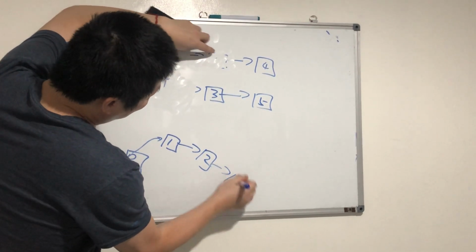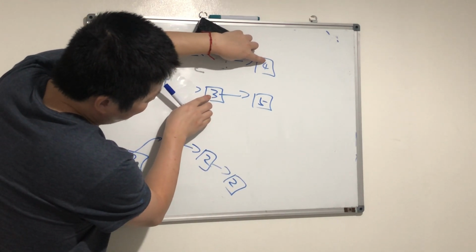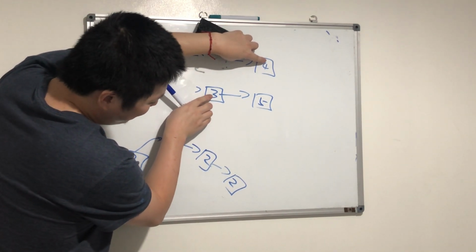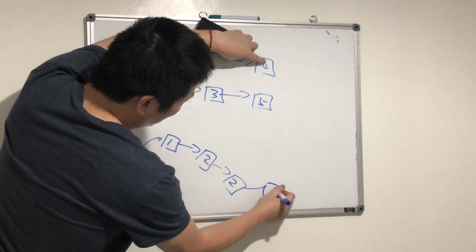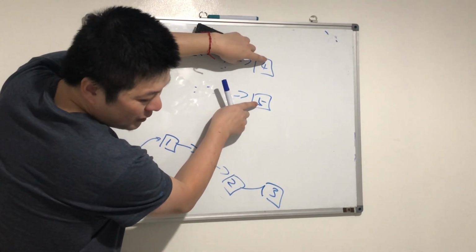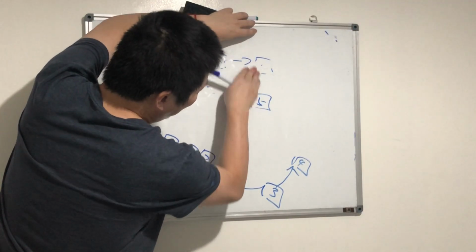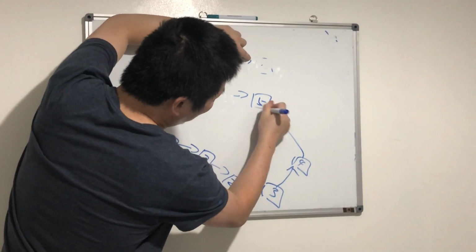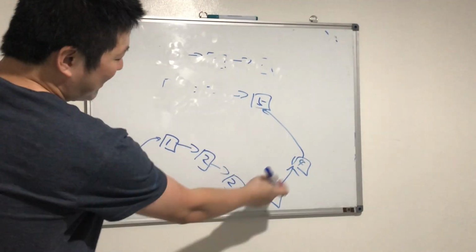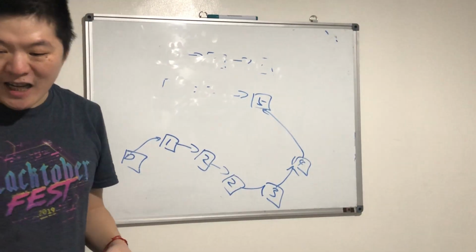Is 3 smaller than 4? Yes, so I put the 3 here and take it off. Is 4 smaller than 5? Yes, I put the 4 here. Then I need to get the remainder, 5. So now this line is a sorted linked list. Got it?